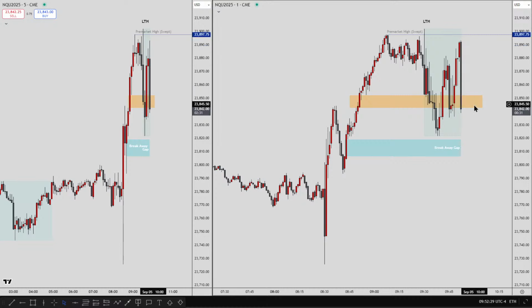Oh, wow, there's a big drop there. It's a bearish order block. Some discount pricing.